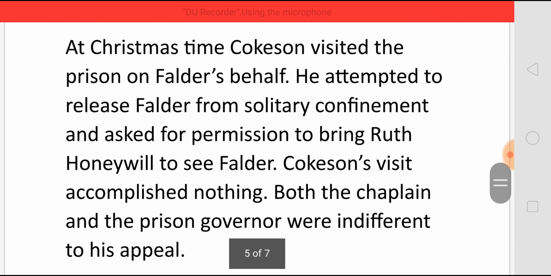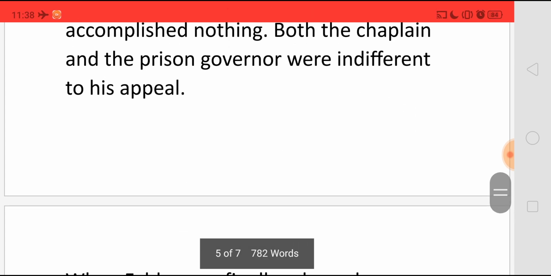And it is Christmas time, and Coxon goes to the prison and meets Falder, and he tries his level best to get him released from solitary confinement, and he also asks for permission to bring Ruth Honeywell to see Falder, but he is not able to do it because the chaplain and the prison governor do not accept it. They are indifferent to his appeal.